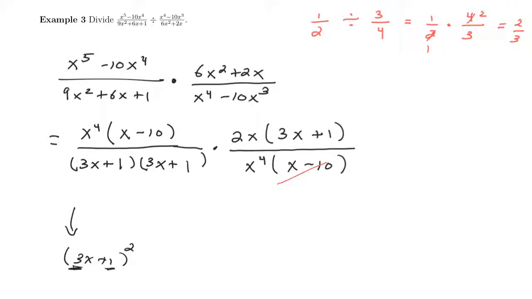I have an x minus 10 and an x minus 10. I'll choose this one, 3x plus 1, and this 3x plus 1. I have an x to the 4th and an x to the 4th, and all that is remaining at the very end is going to be a 2x and a 3x plus 1, and that's my final answer. I can't cancel anything else, there's no common factors, and there it is, 2x divided by 3x plus 1.